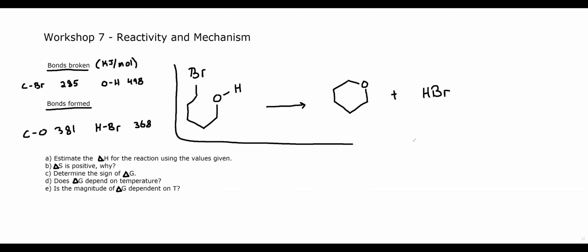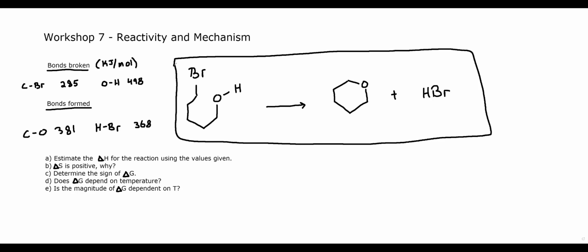We have this chemical reaction. I'll put it in a box here, where we start with this bromine containing alcohol, and it starts as a chain, but it seems to close into a ring system and expel HBr. Okay, so we have some questions that we want to answer here.